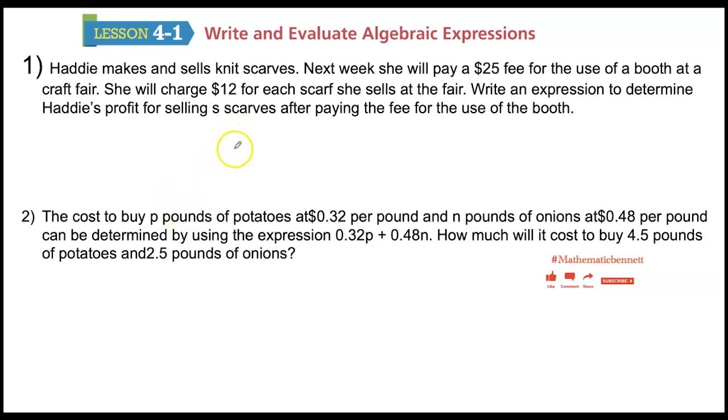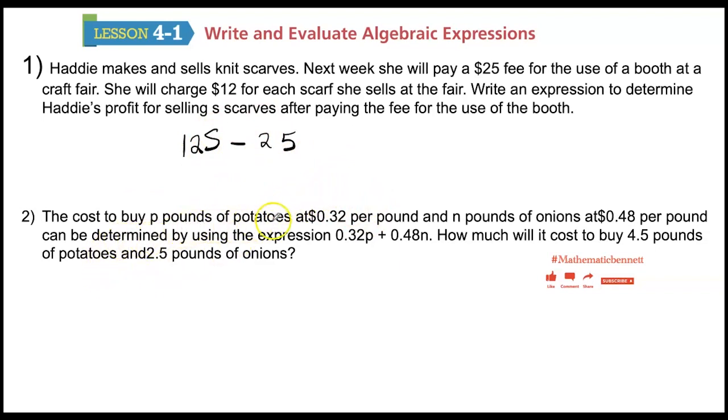booth. So we know that she sold S number of scarves for $12, so we can use 12S to represent the total amount of money she would make from selling scarves. We knew that she paid $25 for the booth, so we can subtract that cost from the total amount that she made, and we would have her profit. So this would be an expression to represent her profit.